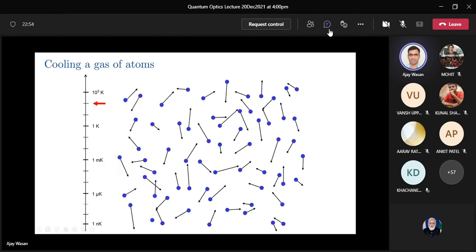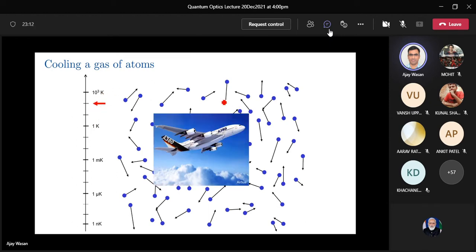Okay. So cooling a gas of atoms. I'm just showing here in this picture, atoms are going in this direction, that direction. And temperature is, you can see here, in the range of 1 millikelvin, 10, 100, so within that range of temperature. The atoms are going randomly in all directions and they have velocity almost just like an aeroplane.